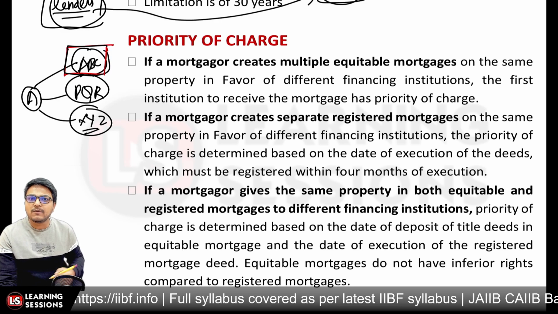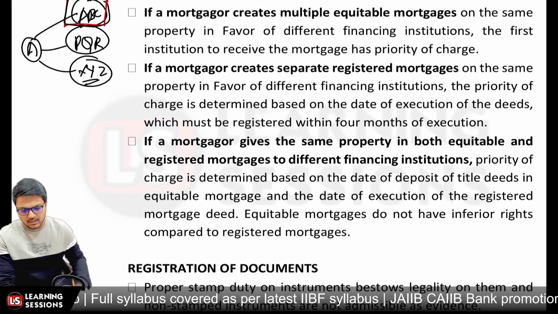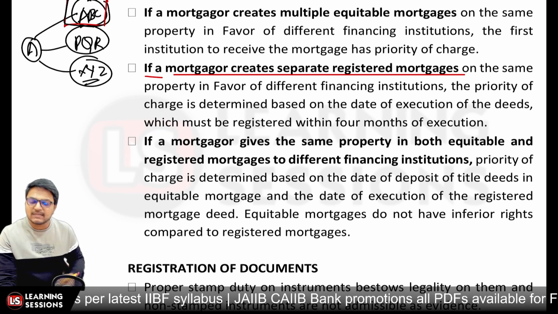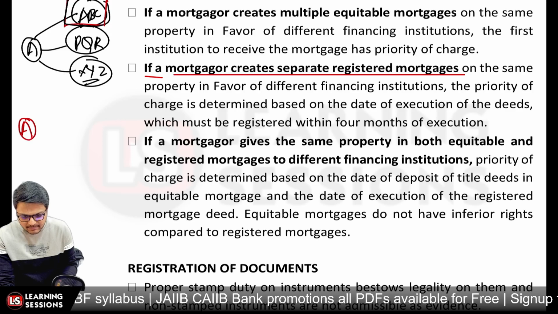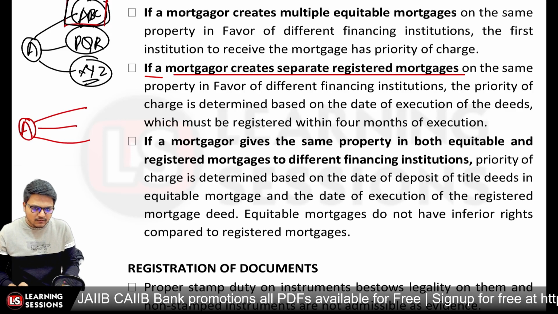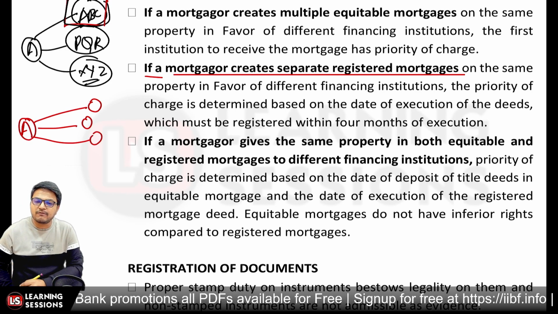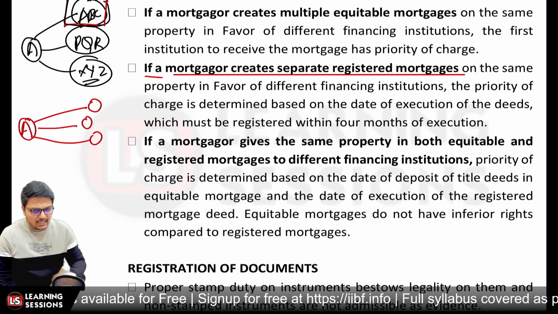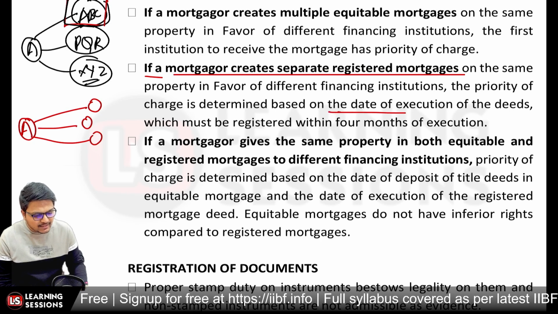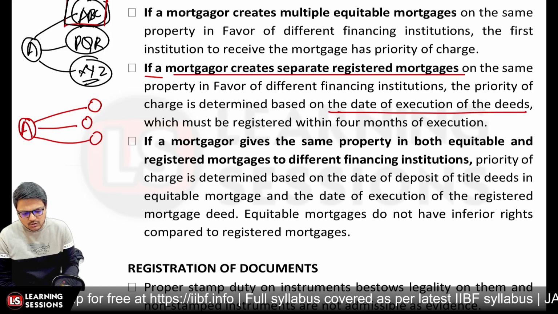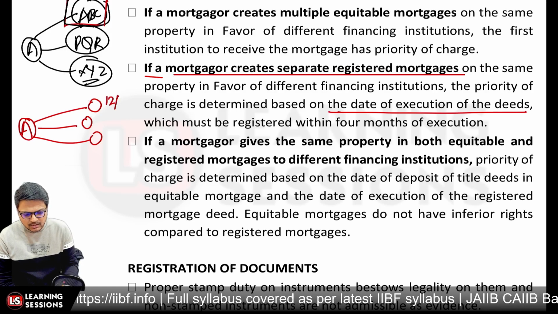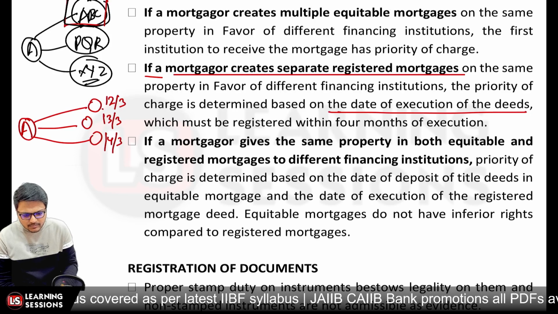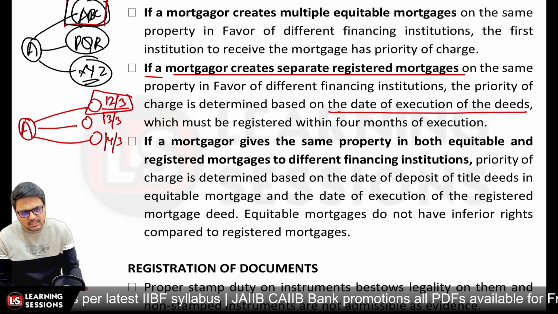Further, it may be related to a mortgager creating separate registered mortgages. Let's say person A created separate registered mortgages against the property with the sub-registrar in the name of different financial institutions. Now, the priority of the charge is determined based upon the date of execution of the deeds. With this financial institution, the deed was executed on 12th March, this one on 13th March, and this one on 14th March. In that scenario, this one was executed at the earliest, so it will have the priority.